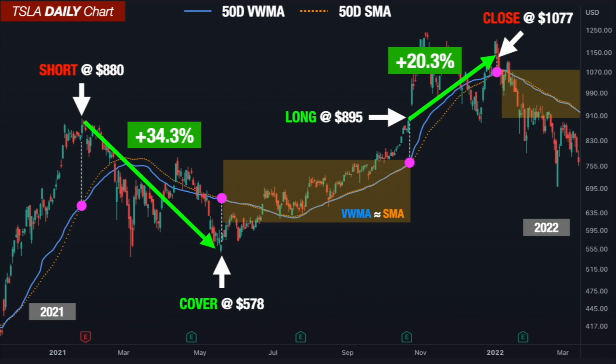This is just one of the many examples to show you guys how powerful this volume-weighted moving average is, especially during those high volume, high volatility market environments that we're going through right now.